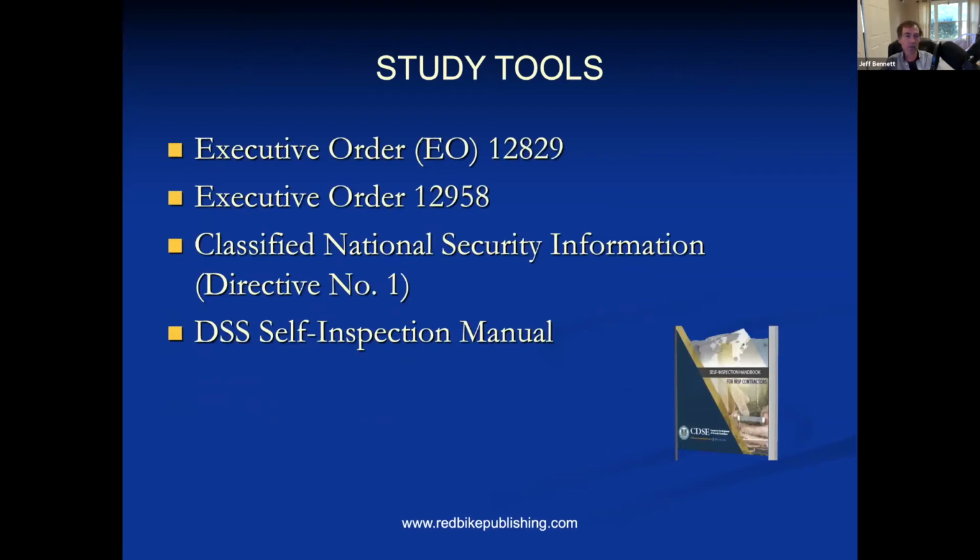All right, so you might want to get a copy of Executive Order 12829 or 12958, the Classified National Security Information Directive number 1, and the DSS Self-Inspection Manual. It's a good one. Those are references that you can use to back up your training, but most of these reflect the information that's in the NISPOM.